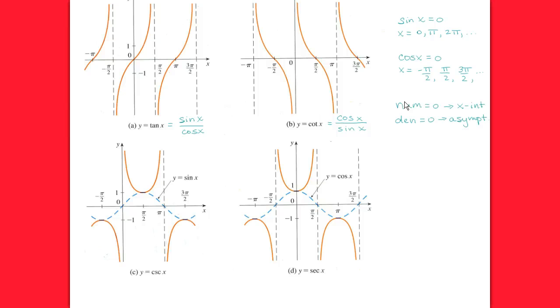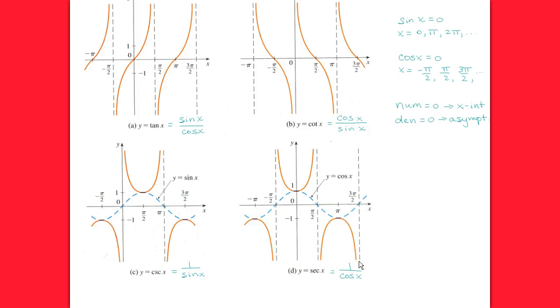All right, very similarly down here with cosecant and secant, I could think about, okay, where sine is equal to 0, where my denominator equals 0, I'll have asymptotes. So that's at all the multiples of pi. And so again, you'll see asymptotes down here at 0, at pi, at 2 pi, at negative pi. And for secant, wherever cosine is equal to 0, I'm going to have asymptotes. That's at the multiples of pi over 2, so there are my asymptotes. So I can use that as a guide to help me figure out where those asymptotes are.